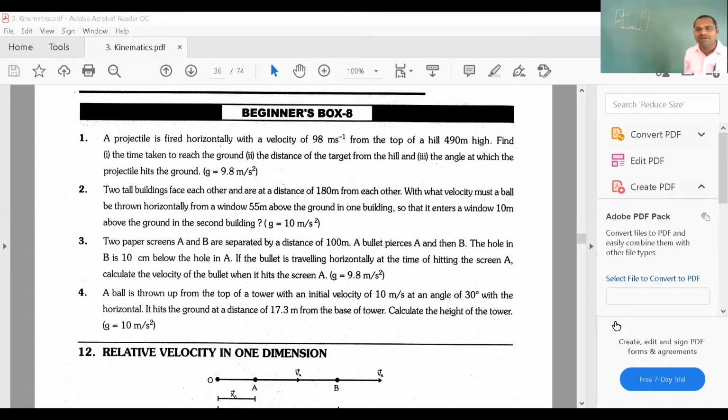If you throw the ball, it has to pass through the window 10 meters above the ground. Let us take there is one more window here. The ball has to pass through like this. The height of this window is 10 meters. So for that, what velocity do we need to project? And the question says to take g equal to 10 meter per second square, for easier calculations.